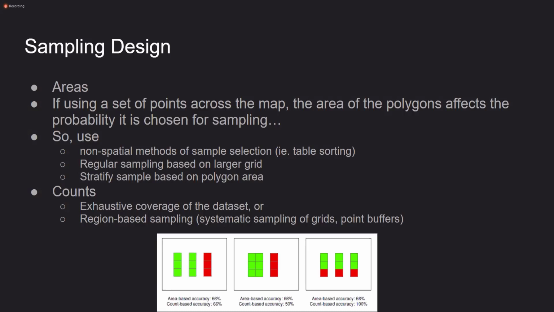So in our case, we had a large aerial coverage of water. So we'd want to weight the number of points that we're using for accuracy assessment, or objects that we're using for accuracy assessment, based on that aerial coverage.